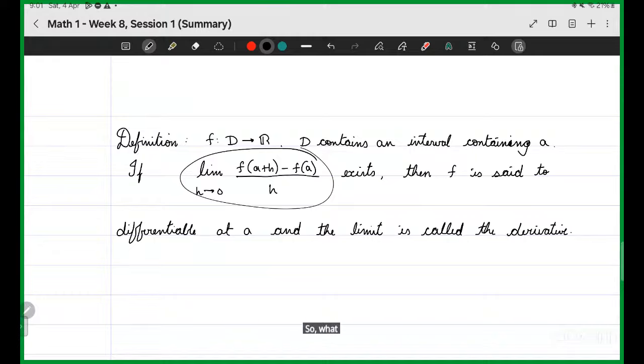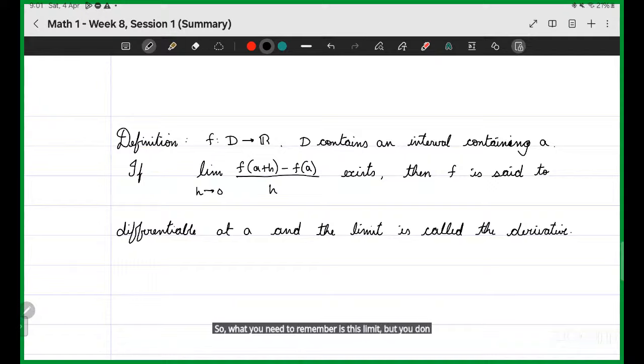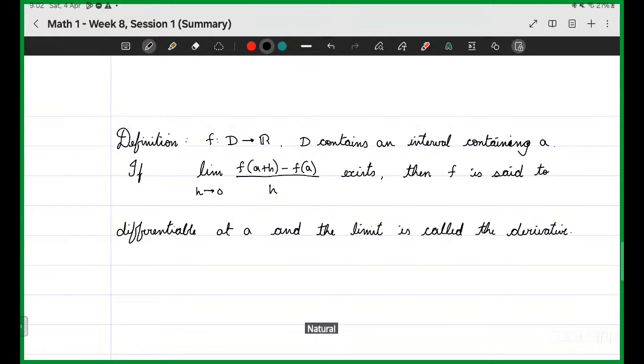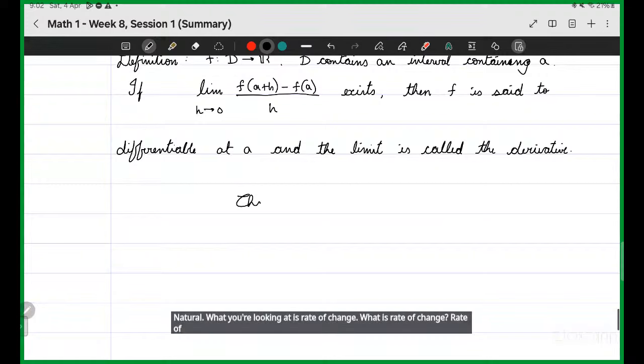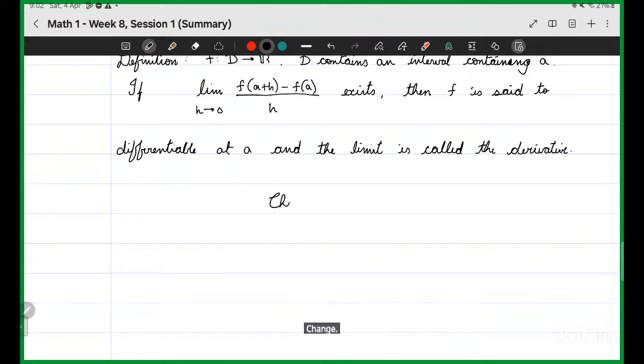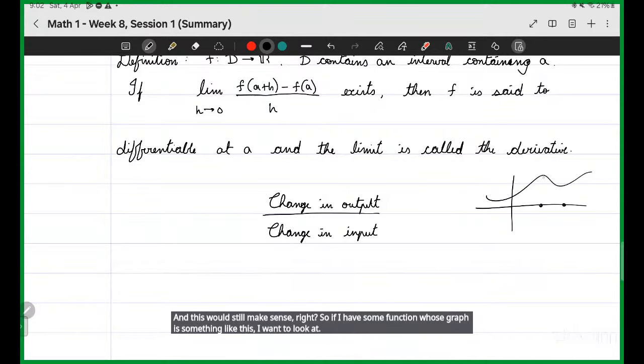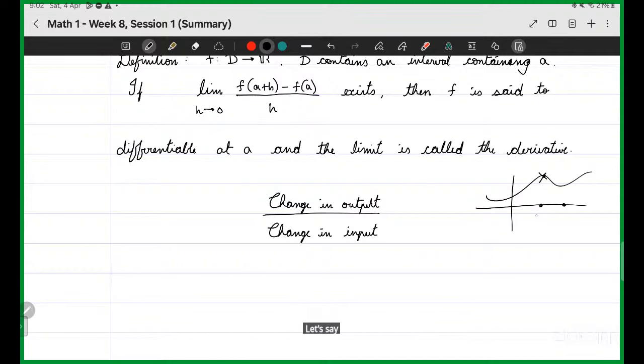So what you need to remember is this limit, but you don't need to memorize what limit you are calculating. It is very intuitive, very natural. What you're looking at is rate of change. What is rate of change? Rate of change is nothing but change in output divided by change in input. Now your function need not just be the distance function. You could have any function, and this would still make sense, right? So if I have some function whose graph is something like this, I want to look at the rate of change at, let's say, this point. Let's say this is x naught, and I take some x naught plus h.